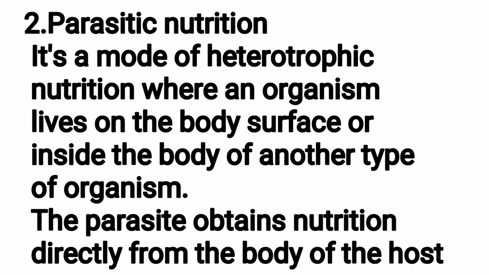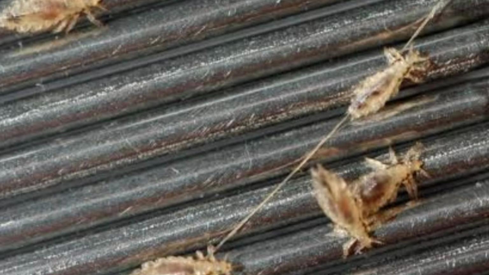And the second one is parasitic nutrition. We already said that some organisms derive nutrition from plants and animals without killing them. So they are parasites. This parasitic nutritive strategy is used by a wide variety of organisms like cuscuta, which is a plant, and ticks, lice, leeches and tapeworms.